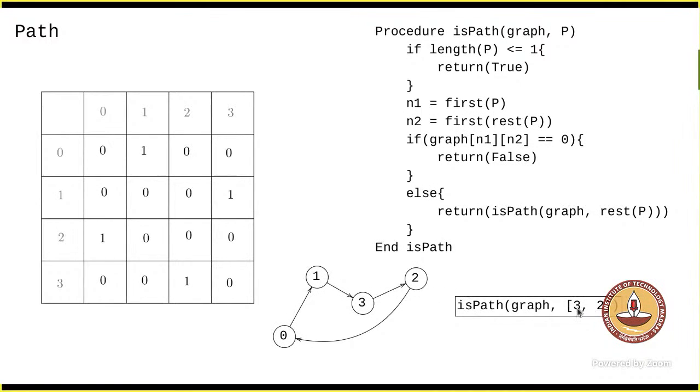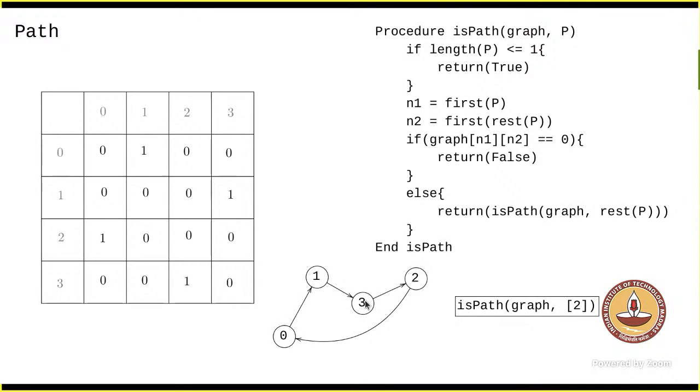So you're asking, is there a path from 1, 3, 2 to 3, 2, right? So how do you do that? From 1, 3, 2, you want to go to 3, 2. So you do rest of P. So is therefore your path of graph comma rest of P. And then you do it once more because there is an edge from 3 to 2.